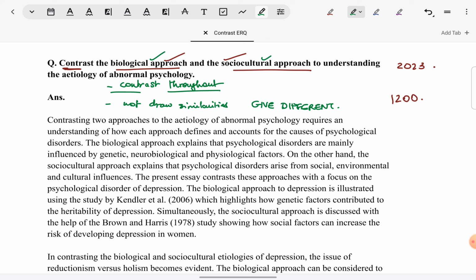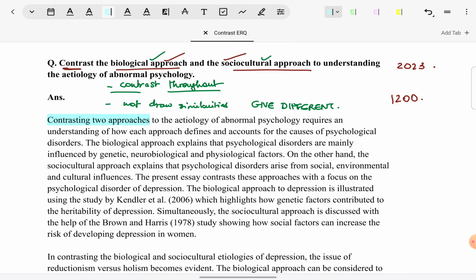I will not read out the entire answer. At the correct junctions in the answer, I will just keep on pointing out how it is meeting the requirement for the given ERQ. In the introduction, you can see there is a very brief discussion on the definition or in general what the two etiologies are, but again in a way that they are contrasted from each other.